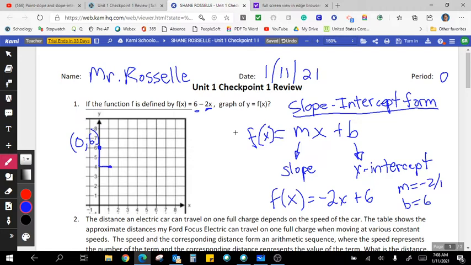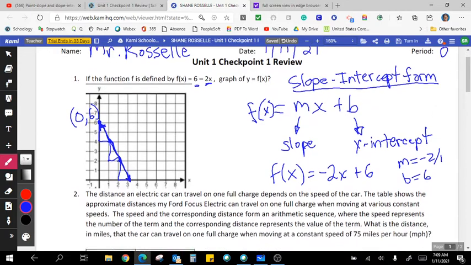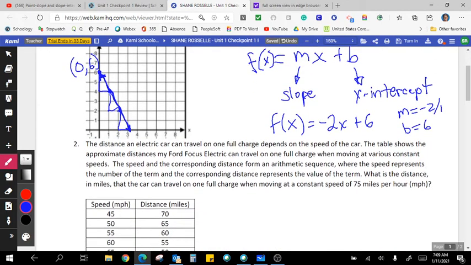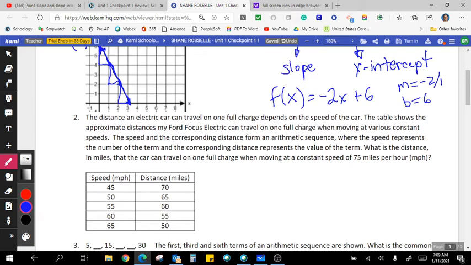And then that geometric approach that we talked about last semester, that's what I'm going to do. I'm just going to continue to create these triangles: down 2, right 1. Down 2, right 1. And then I'm going to draw my line. Okay, makes sense? Okay, here's number 2.